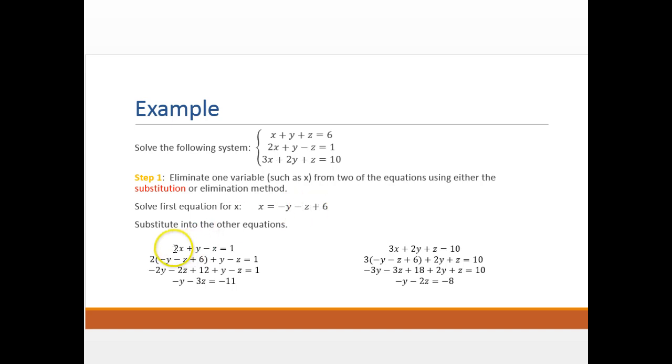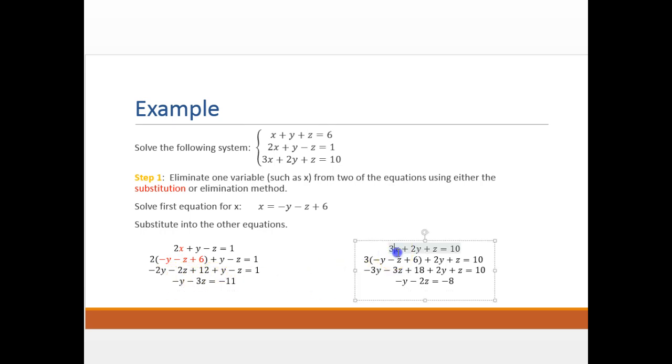If I take the second equation, 2x plus y minus z is 1, and substitute in for x, which is negative y minus z plus 6, I now distribute, and I get negative 2y minus 2z plus 12, plus y minus z is 1. And when you combine like terms, you get negative y minus 3z is negative 11.